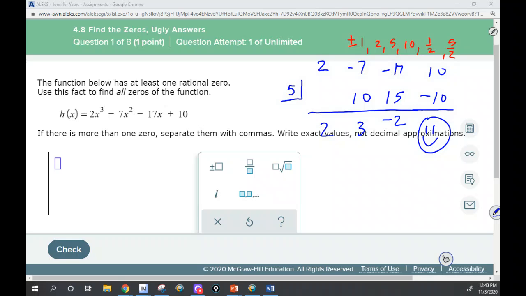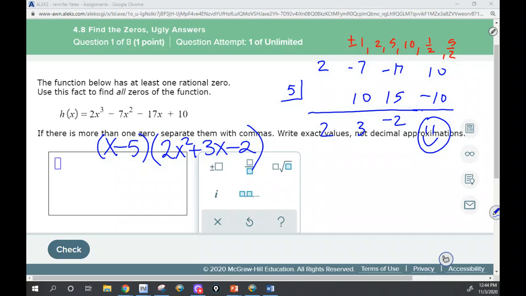And then, so if 5 is a 0, it means that x minus 5 is a factor. And what's this guy called? Depressed polynomial. I found another one, but it doesn't matter.